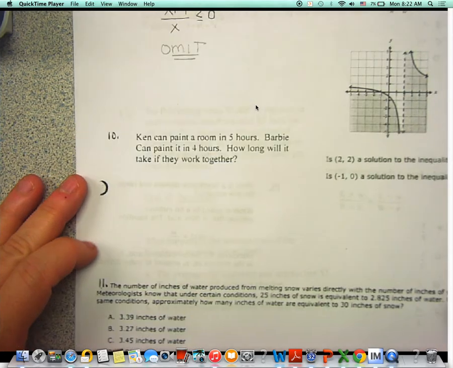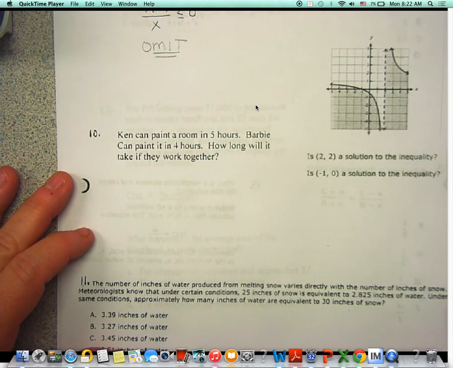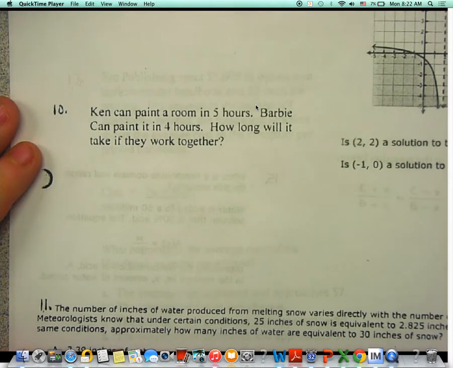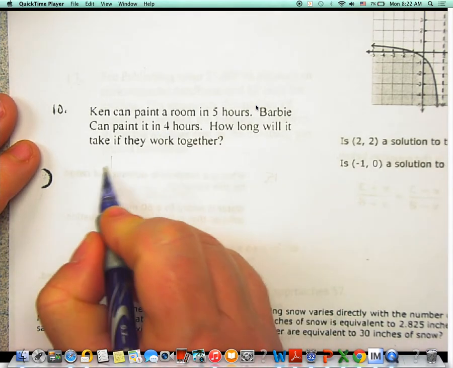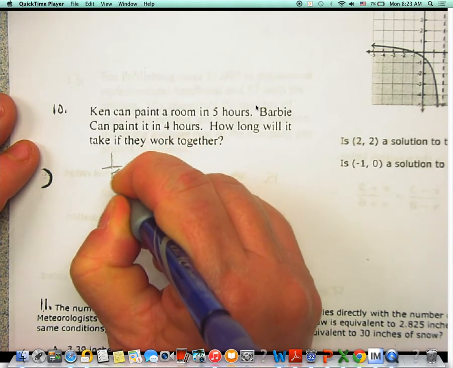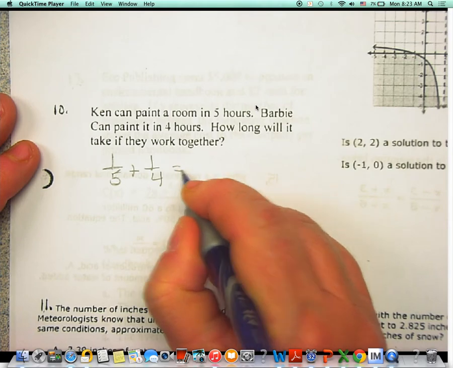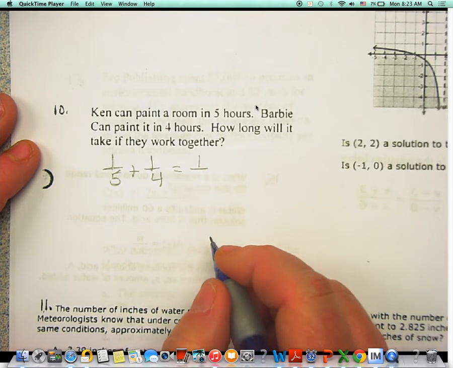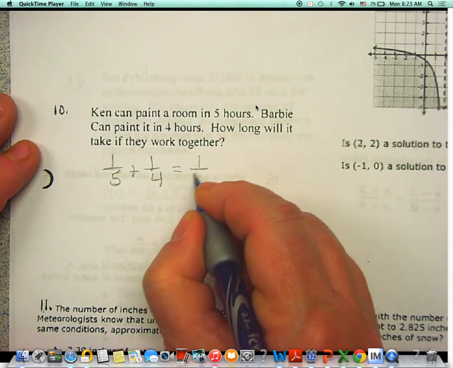Okay, number 10, Ken can paint a room in 5 hours. Barbie can paint it in 4 hours. How long would it take if they work together? So how do you do that? 1 over 5, 1 over 4. Okay, what do you put in between them? Plus, because they're working together, so that equals 1 over what? X.